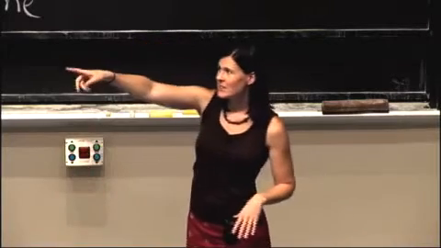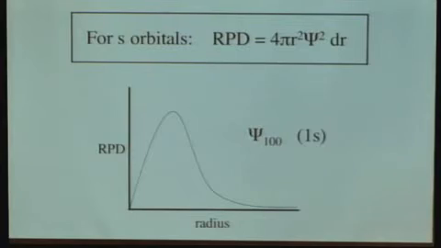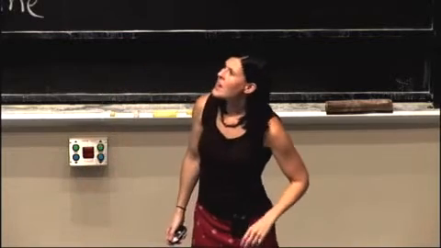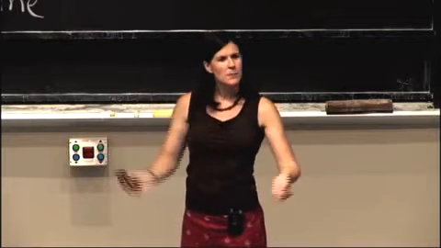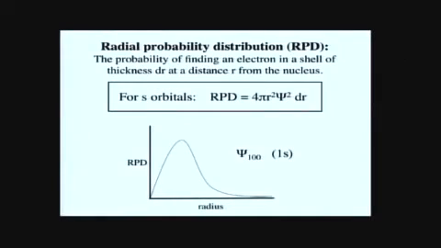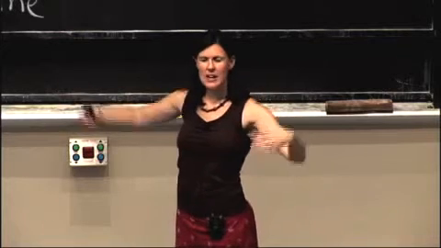So this, where we start at 0, is not a node, is the first thing to point out. And as we get further and further from the radius, the volume we're multiplying it by actually gets bigger and bigger, because you can see how the volume of that little thin shell is going to get larger and larger as you get further away.